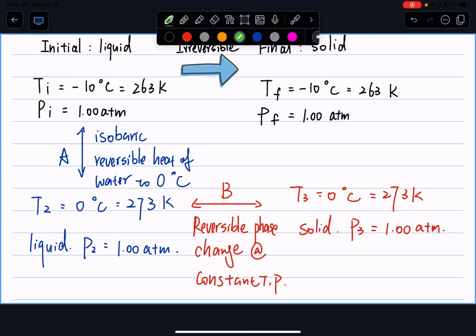Someone want to guess what the next step is? We need one more reversible step to link your temporary state with your final state. Now your water is already ice, already solid, and we want it to be solid in its final state. We'll just decrease the temperature of your 0 degree ice to negative 10 degrees in a reversible path.